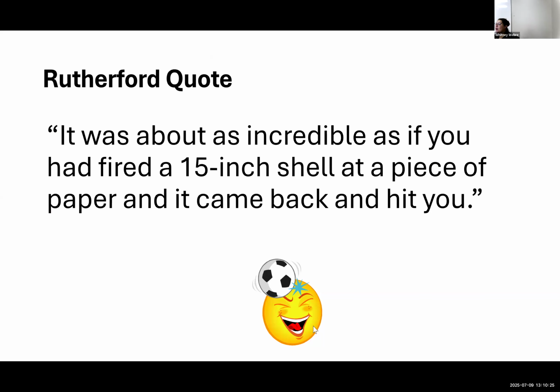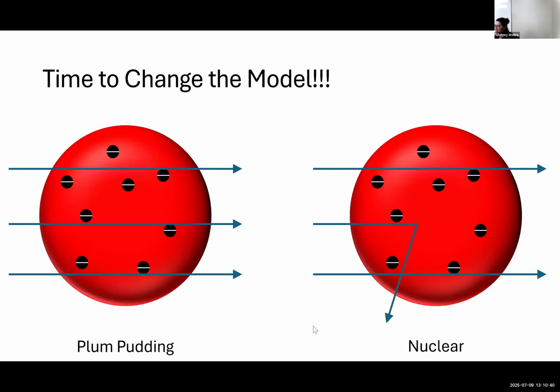It says, it was about as incredible as if you had fired a 15-inch shell at a piece of paper and it came back and hit you. That's what they never expected, for a bullet to bounce off and hit the shooter. It should go straight through the paper. Paper's weak. And so that's what they discovered.